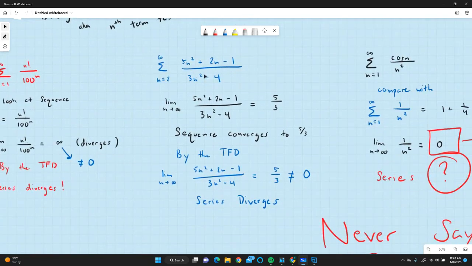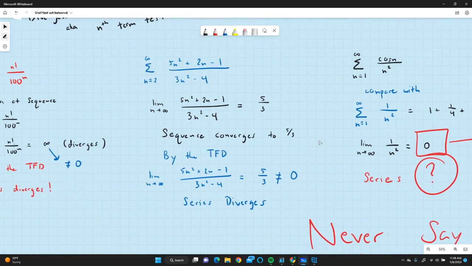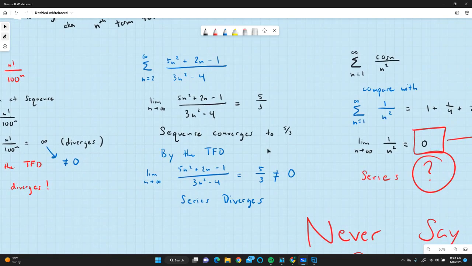How about the second example? Well, same logic. I can do the test for divergence, which means look at the sequence. The sequence converged to 5/3. How nice. But what does that mean for the series? That means the series diverged because you're just adding terms that are getting closer and closer to 5/3, which means you're never getting a sum that's approaching a value. So this series just diverges again because we didn't get 0, and that's what I said here.